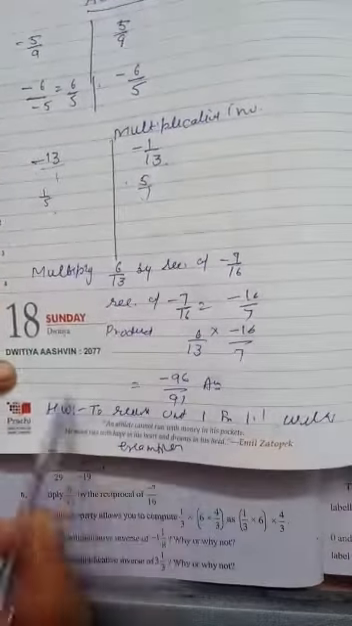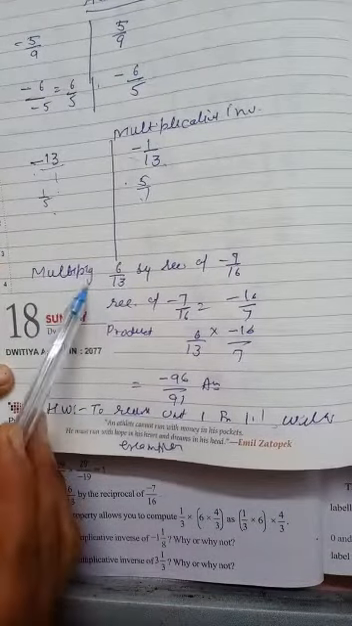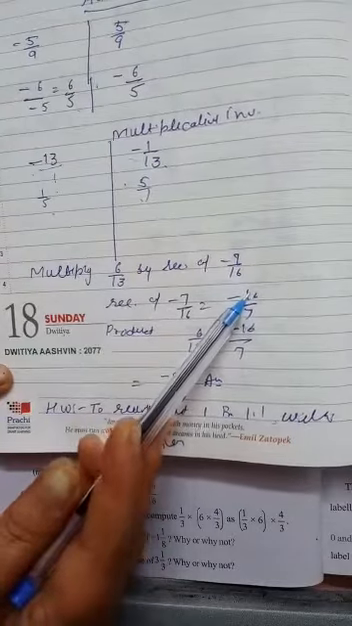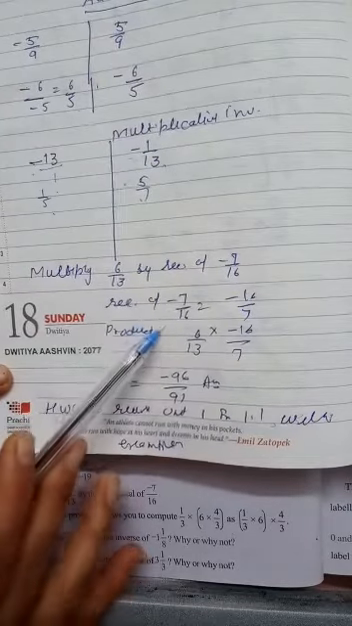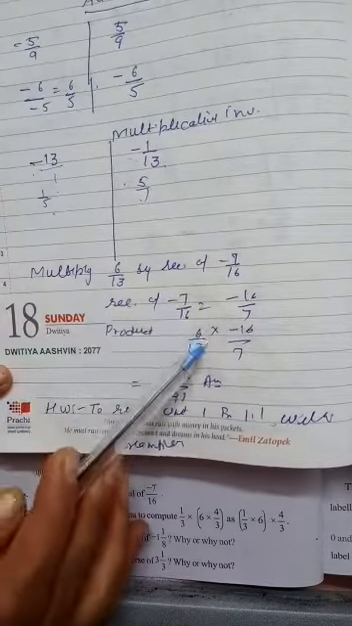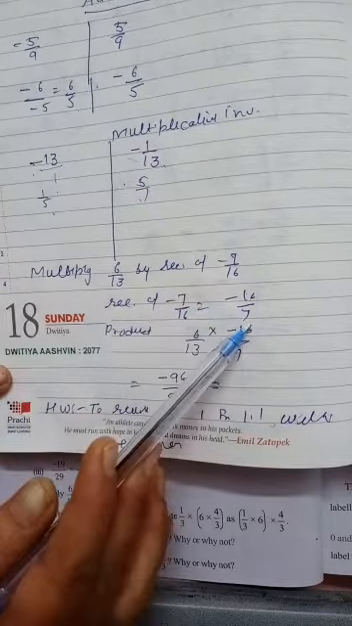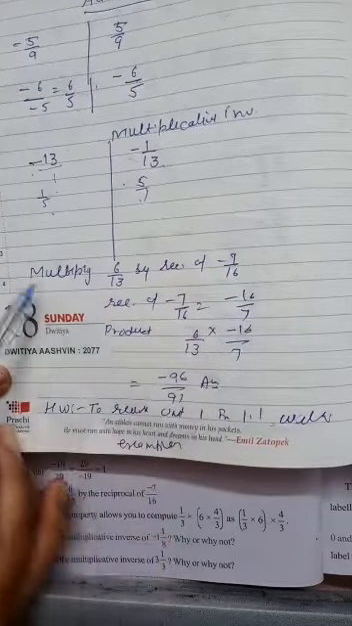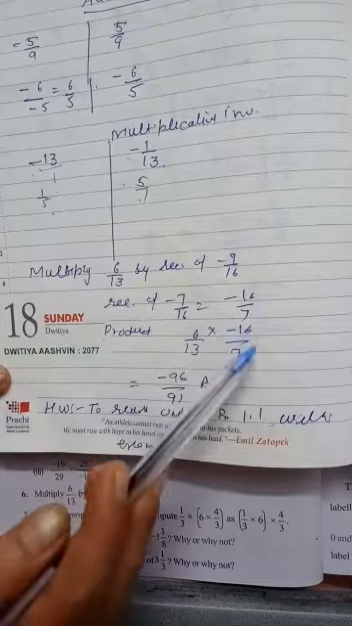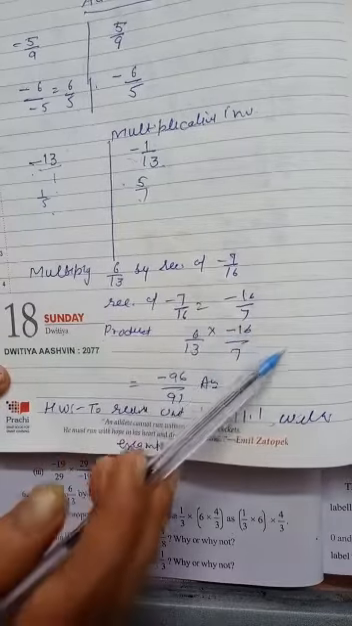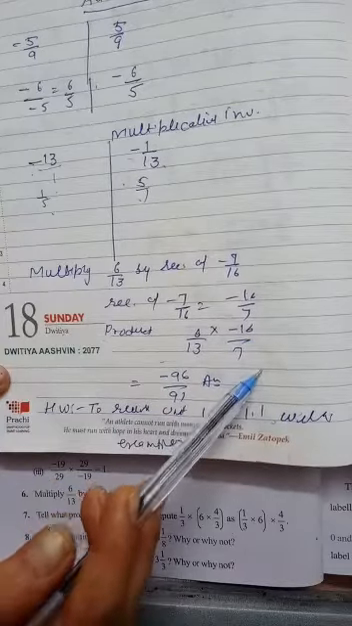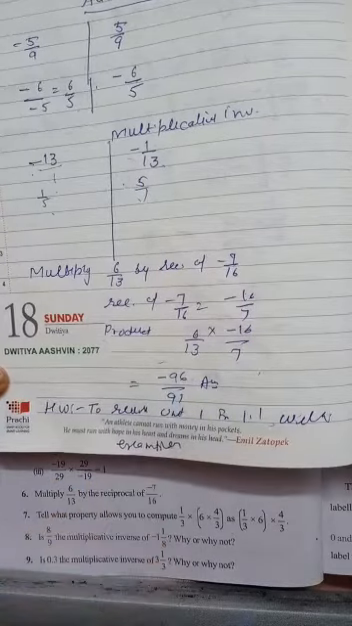Now the last question I am going to explain: multiply 6 by 13 by the reciprocal of minus 7 upon 16. Most important question, generally comes in 2 marks. So first of all we take the reciprocal of minus 7 by 16, that is equal to minus 16 upon 7. Then we have to multiply, means take the product of 6 by 13 into minus 16 upon 7. No cancellation is there. Do the multiplication of numerators, do the multiplication of denominators. It will give you minus 96 upon 91.